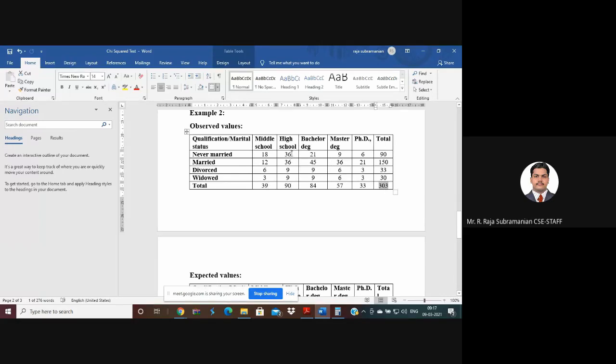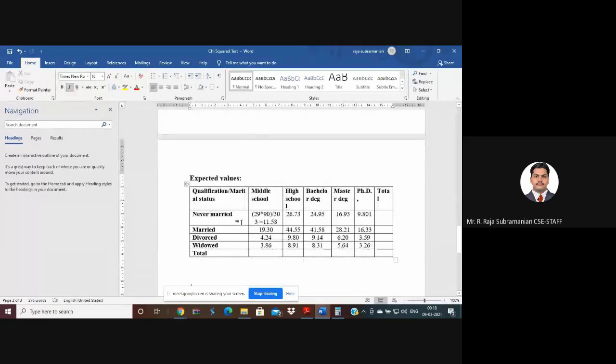Similarly, how will we calculate 36? 36 will be calculated as 90 into 90 divided by 303. In this way, I will be calculating these particular values. Now, can you say how I can calculate this expected value, the expected value of married to master's degree? Can you say how to calculate this? 57 into 150 by 303. Great. 57 into 150 divided by 303. So in this way, we have completed finding the expected values and we kept them here. Right, now we have done all those calculations.